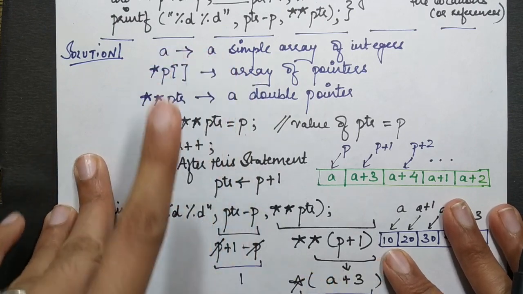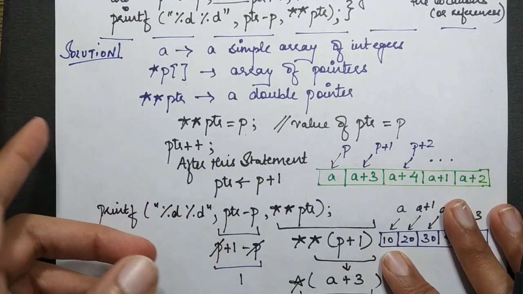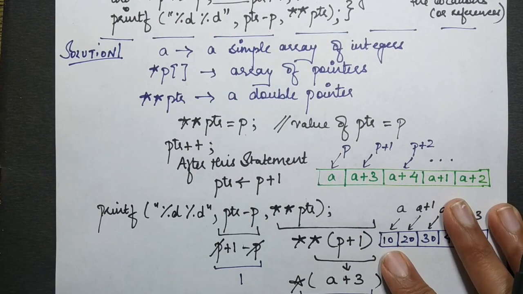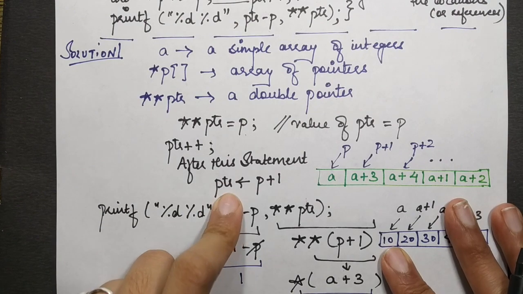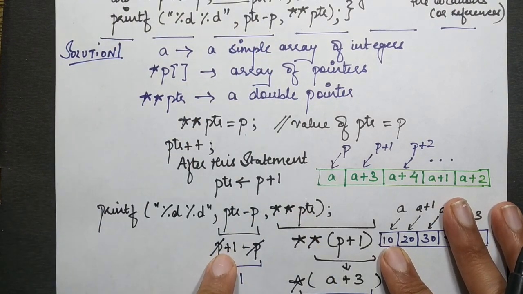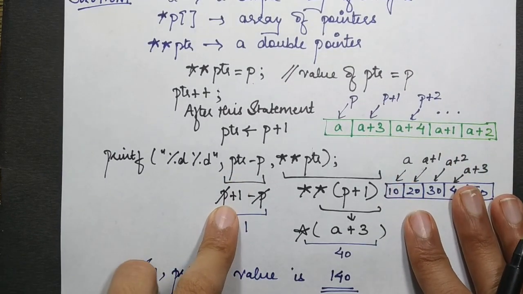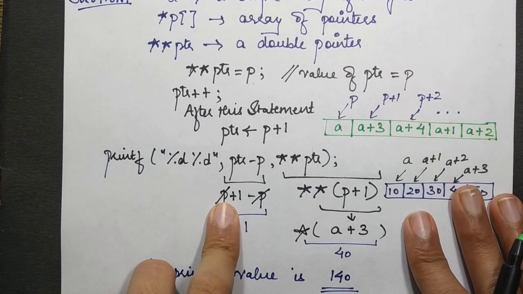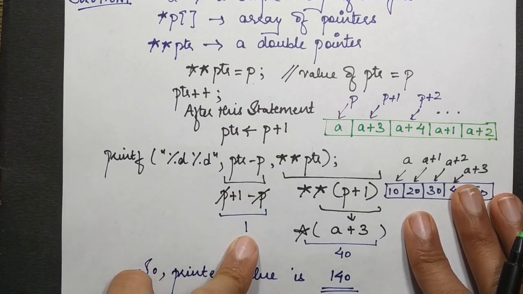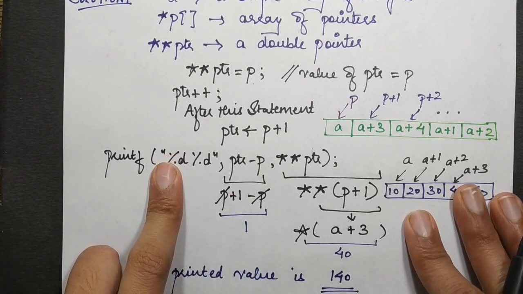Now let's see what is told to print. You have to print PTR minus P. Just take it as a simple mathematical computation. PTR is P plus 1. When you subtract P from it, what is left? You just write P plus 1 minus P. P gets cancelled out and the answer left is 1. So 1 is printed over here.